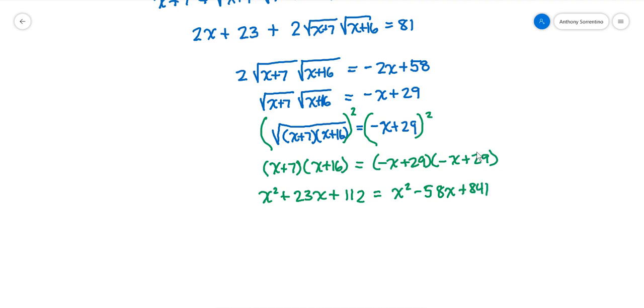So I do have a quadratic equation, but as I go through any steps to get everything I need on the same side, ultimately I want my x squareds on the same side. And when I do that, I'm going to be subtracting x squared from both sides to make that happen. They just disappear. So this becomes more of a linear equation. I'm going to add 58x to both sides.